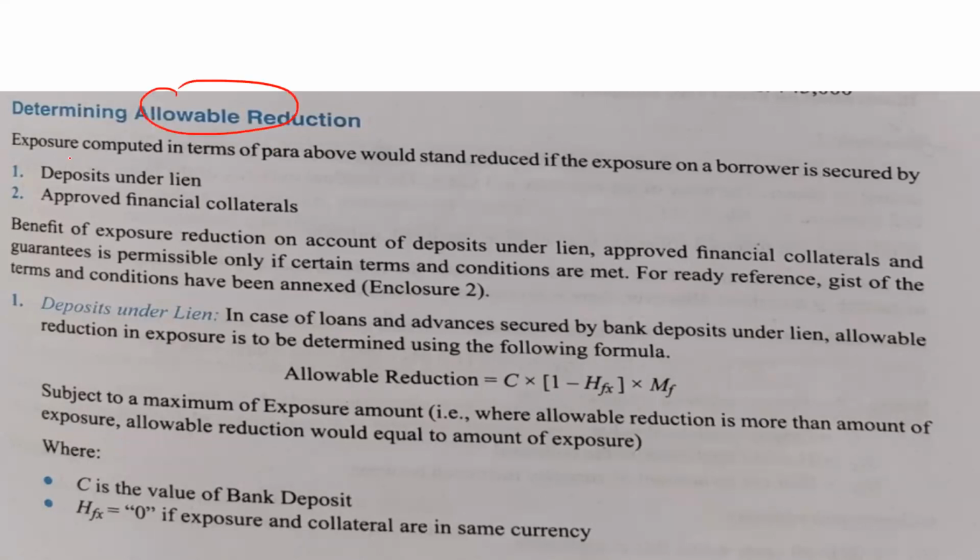There are two cases. First one is deposits under lien, like on the fixed deposit. What is the allowable reduction under that? That is C star, with haircut on the collateral. Exposure is computed in terms of deposits under lien or approved financial collaterals. So first one here, deposits under lien, that is TD, term deposit.